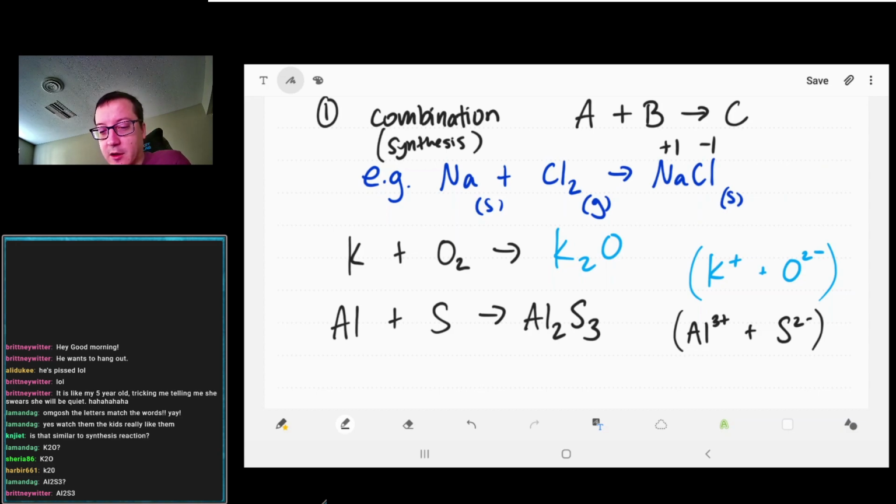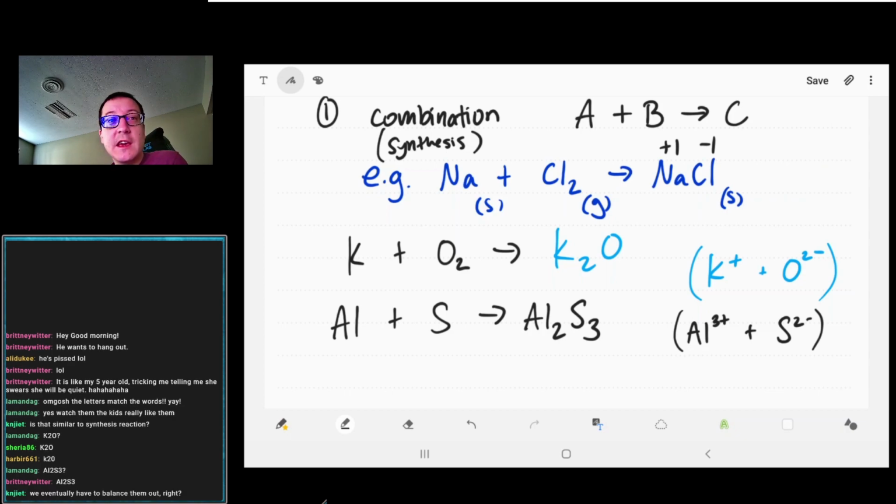Okay, so combination reaction, easy, yeah? Just remember what the charge is. Yeah, well, we'll talk about that later on. So first I'm going to introduce all the different types. We're going to go into balancing afterwards. And we'll talk about states of matter afterwards as well.